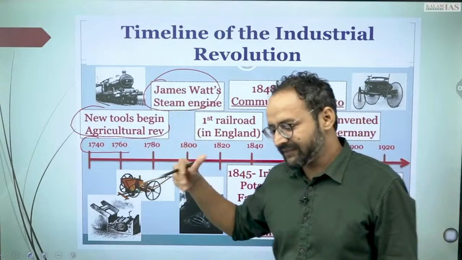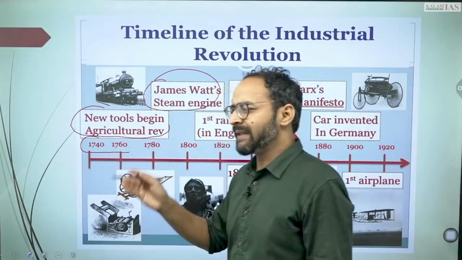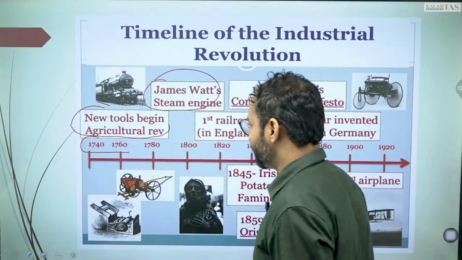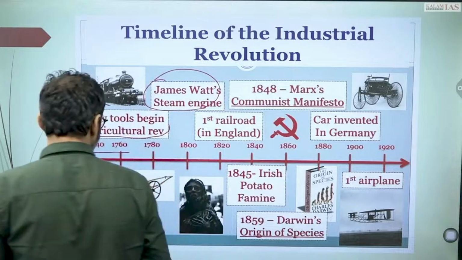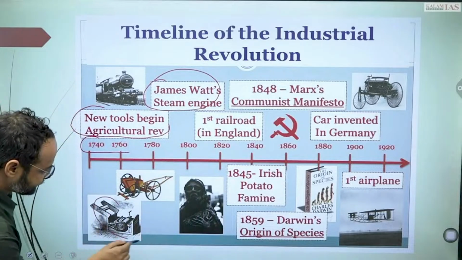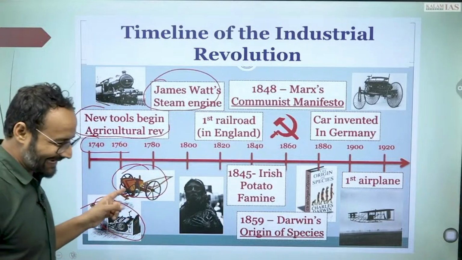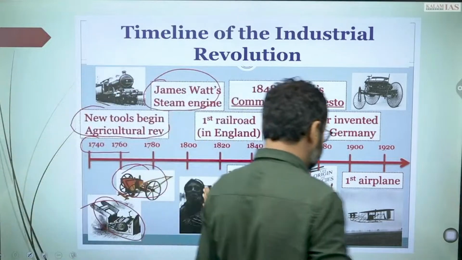So this is the first Industrial Revolution. Then we have the second, third, and the fourth Industrial Revolution, which is associated with AI. Anyway, starting from the very start, new agricultural tools like this, which we also see in Kolkata in the late 1920s.